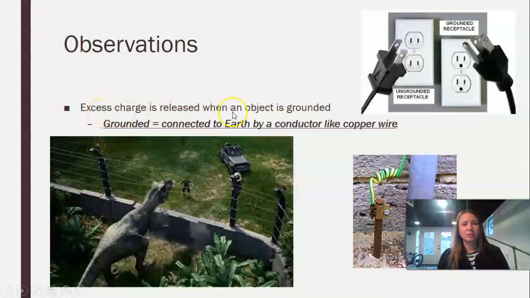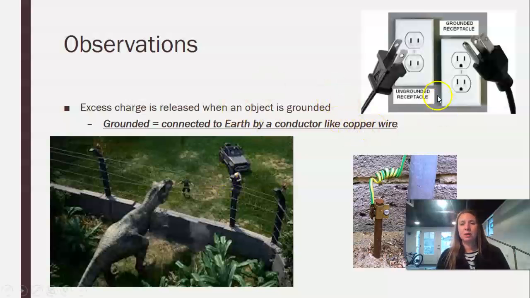Excess charge is released when an object is grounded, meaning that when it is connected to a conductor, it is going to let that charge move out. So grounded equals connected to earth by a conductor like a copper wire. Just think of it as being put into the ground. Most houses have some kind of grounded wire, so in case your house were to get hit by a lightning bolt, it would send the electricity down and out through the ground, as opposed to through your house, where it could be really devastating.